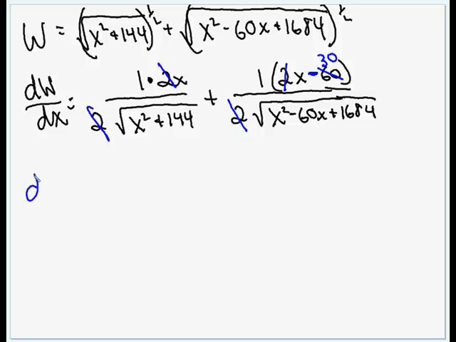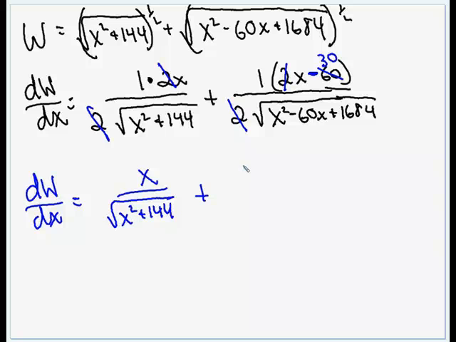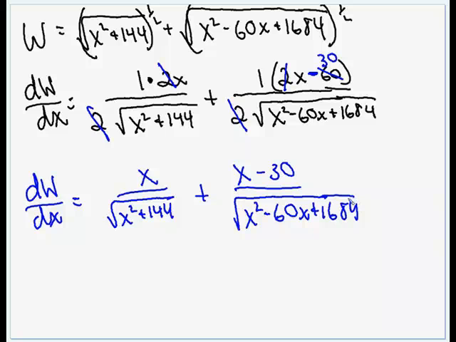And let me rewrite this so it looks a little prettier. We're going to have x over our radical x squared plus 144, plus our numerator now here in this second term is just x minus 30 over our larger radical x squared minus 60x plus 1684. And what do we do with our derivative after we take it? We set it equal to 0.